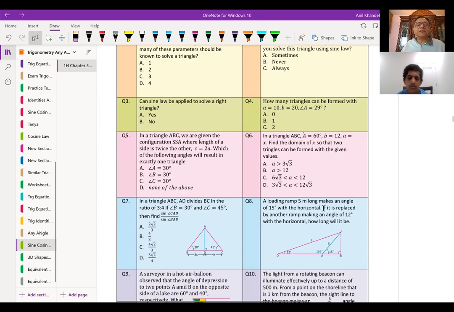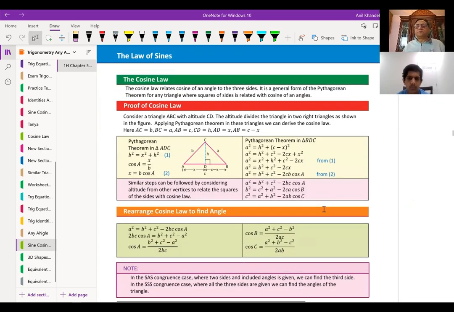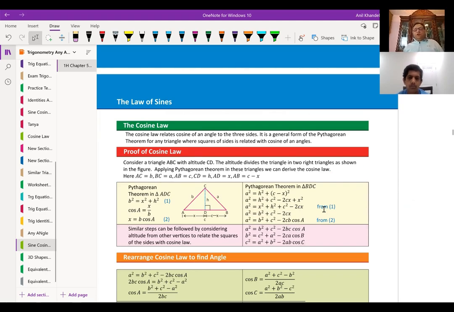Okay, so now let's get into cosine law. I'm not getting into the derivation of cosine law, but I'm leaving this page for the viewers to see so that they can understand the derivation. Normally, we don't really get into the derivation. We will not get into this part of the video.